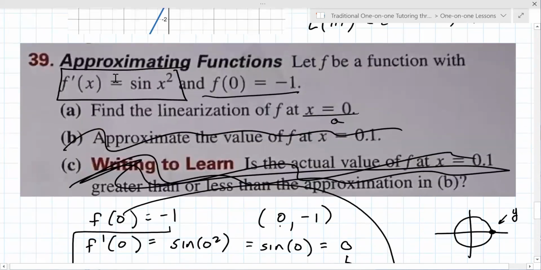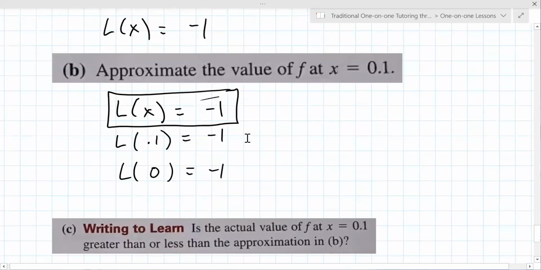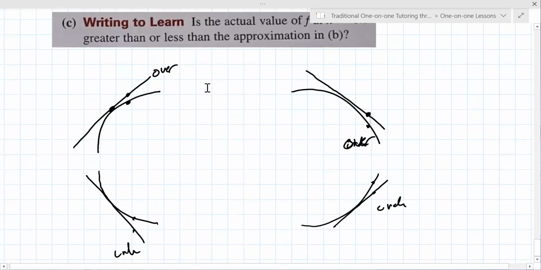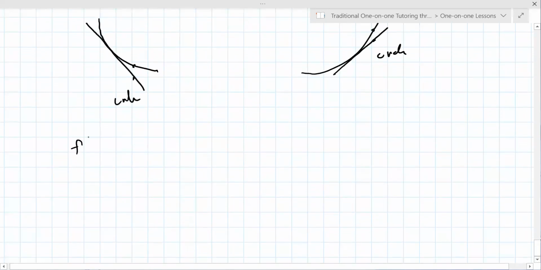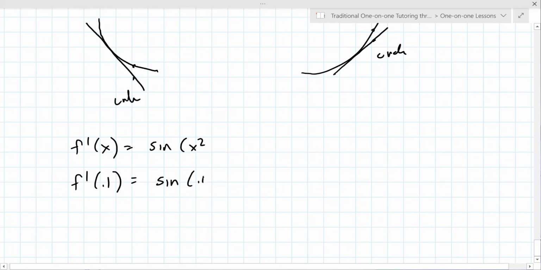We need to know the sign of the first derivative at 0.1. And we need to know the sign of the second derivative at 0.1, because it'll tell us which of these four it is. So let me go through that. F prime of x is sine of x squared. We need f prime of 0.1, sine of 0.1 squared.